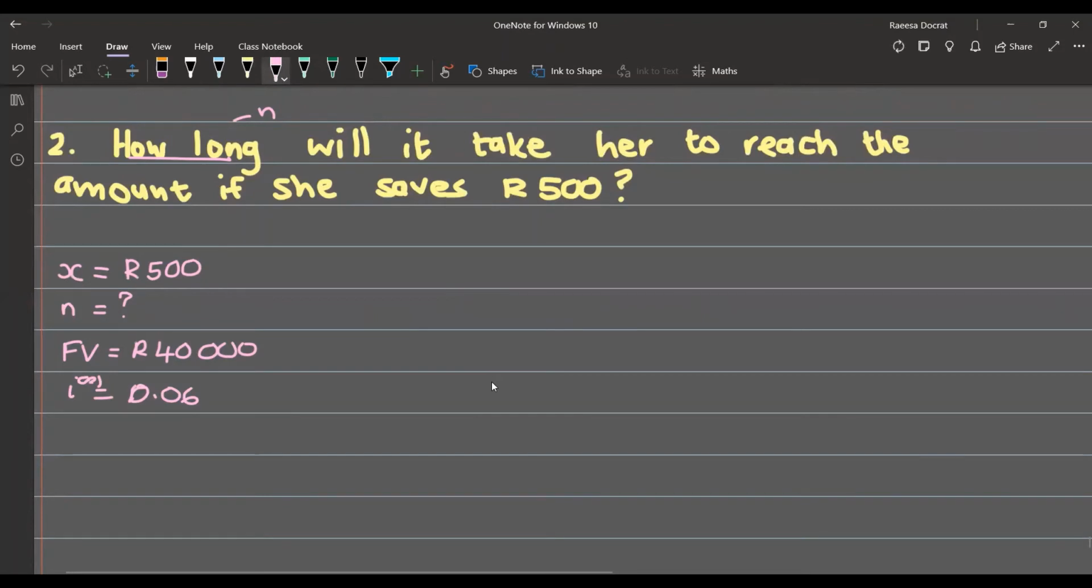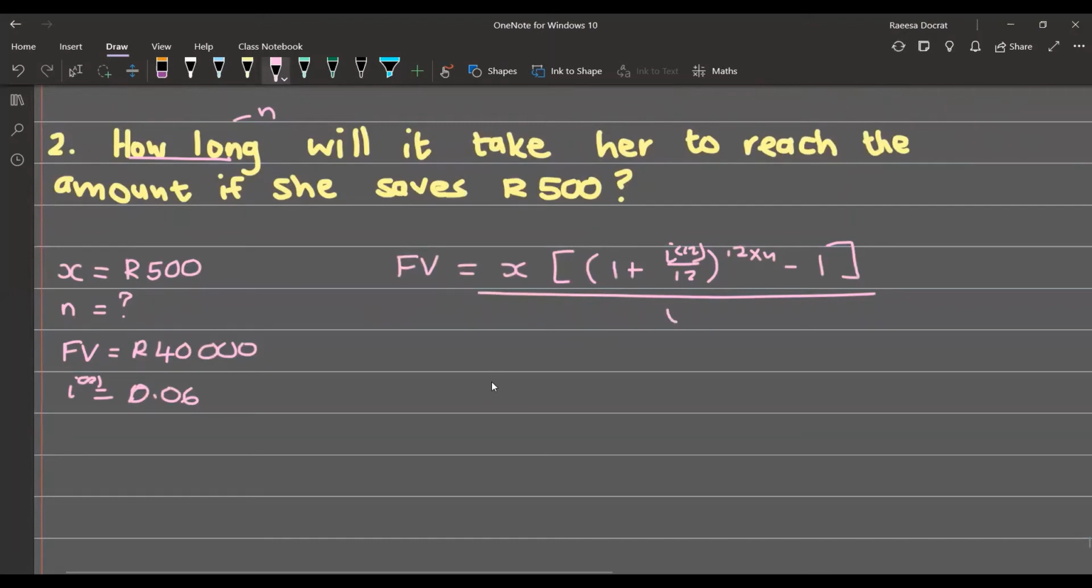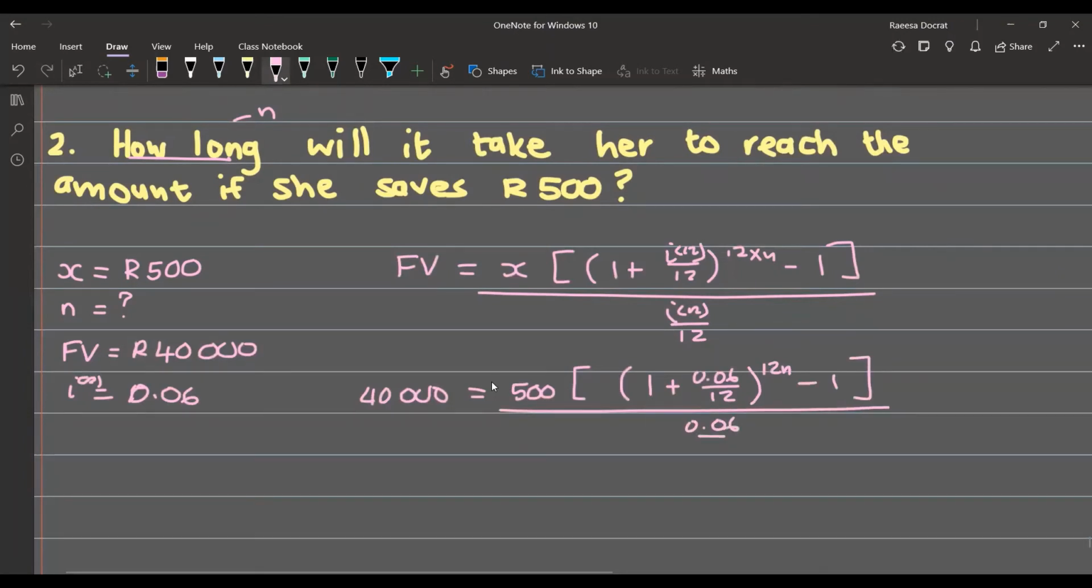So then let's use the formula. We have that FV is equal to x times (1 plus i12 over 12) to the power of 12 times N, minus 1, all over i12 over 12. So we put in our future value, 40,000 Rand is equal to 500 times, now we're substituting, (1 plus 0.06 over 12) to the power of 12N, minus 1. We're solving for N, so that's our unknown, all over 0.06 over 12.